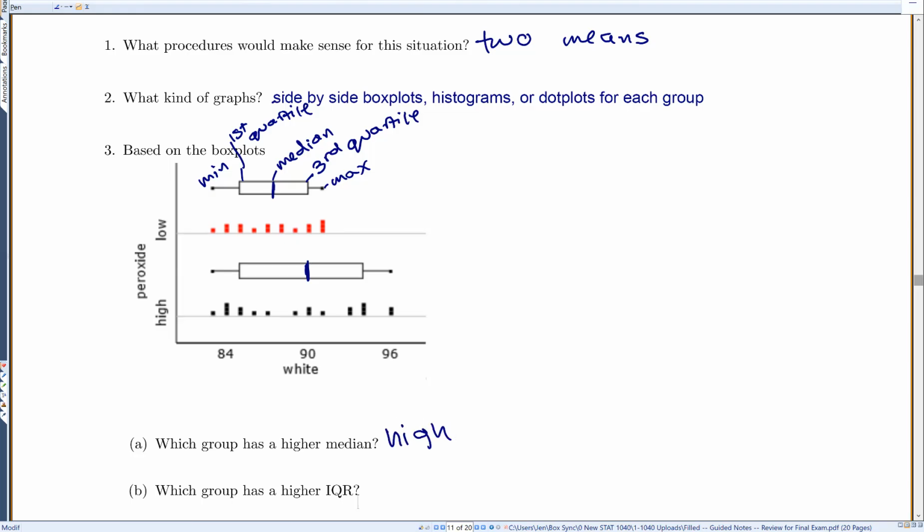And which group has a higher inner quartile range? The inner quartile range is the length of your box. So it looks like the box is a lot wider for the high group, so it also has the higher inner quartile range.